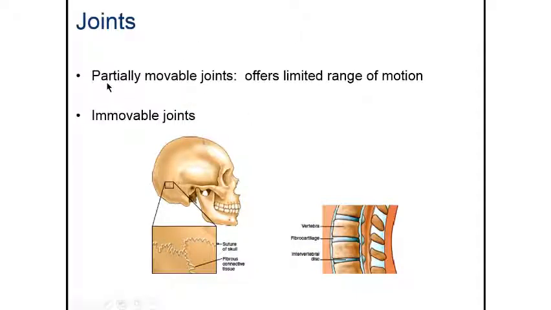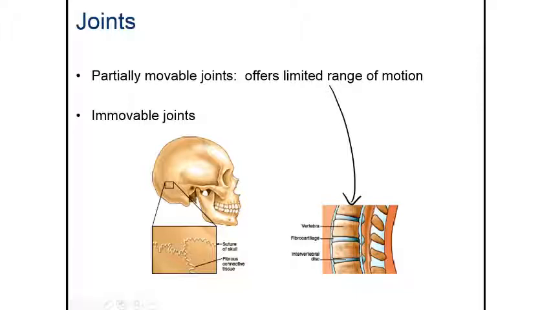Then there are partially movable joints, right? So the ones that we talked about so far, they are movable joints. They actually can create quite a wide range of motion. But now we have these partially movable joints. So they can move, but very, very limited range of motion. Example of partially movable joint would be the joint between your vertebrae, right?